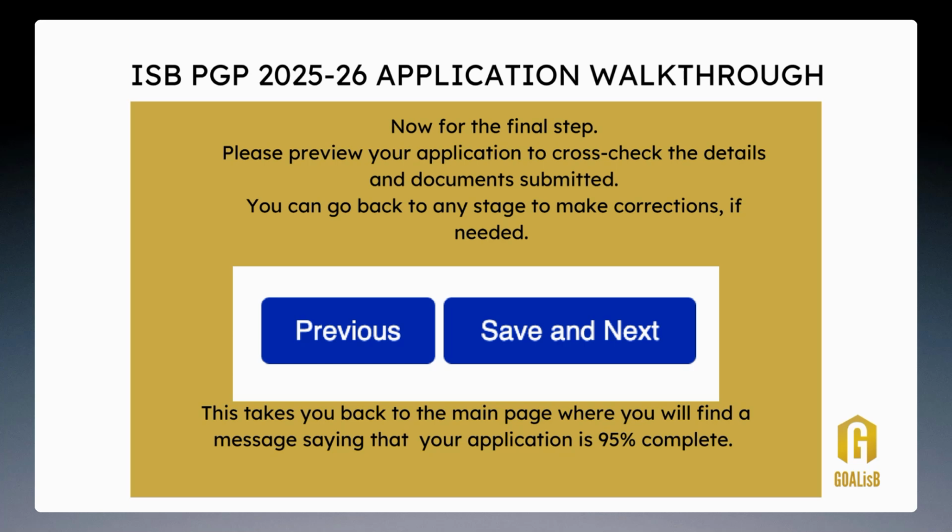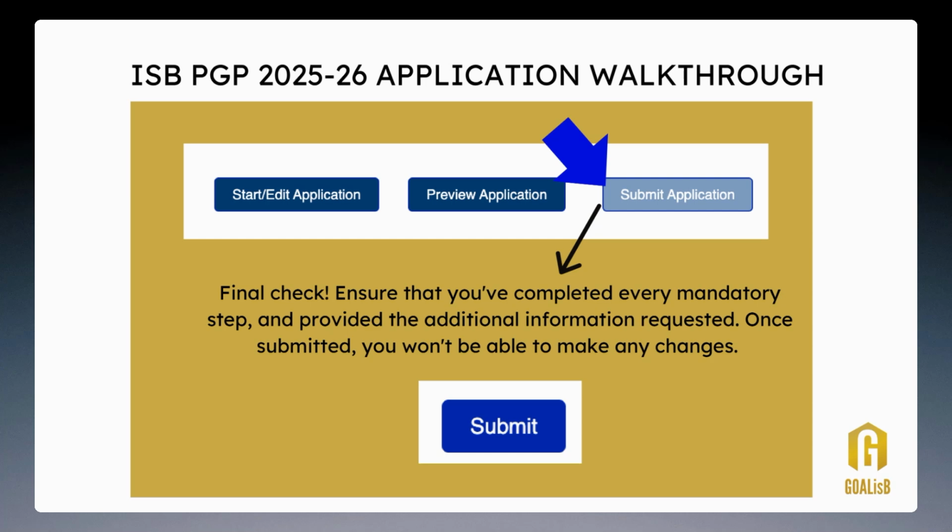Now coming to the next section, how do you submit? If you look at the top bar of your main screen where you have the application login, there are three buttons: start edit application, preview application and the submit application button. When you feel that you are ready to submit your application, click on this submit application button. It will be in gray, not in blue. So go to that final check.